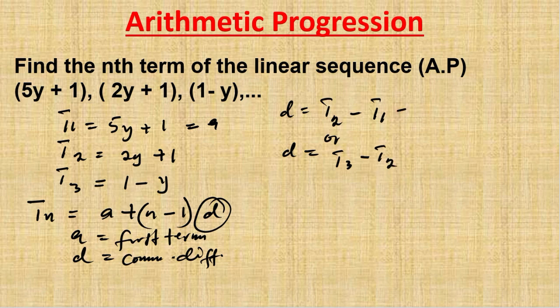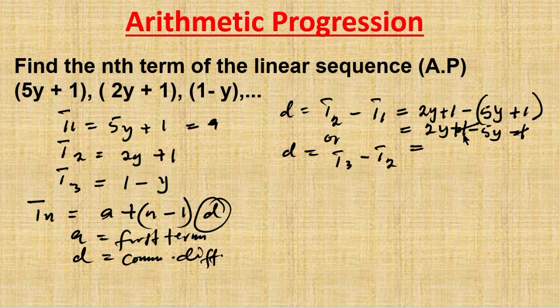Now applying t2 minus t1, we'll be saying 2y plus 1 minus (5y plus 1). So that this expands to 2y plus 1 minus 5y minus 1. Plus 1 minus 1 becomes 0, and 2y minus 5y is minus 3y.